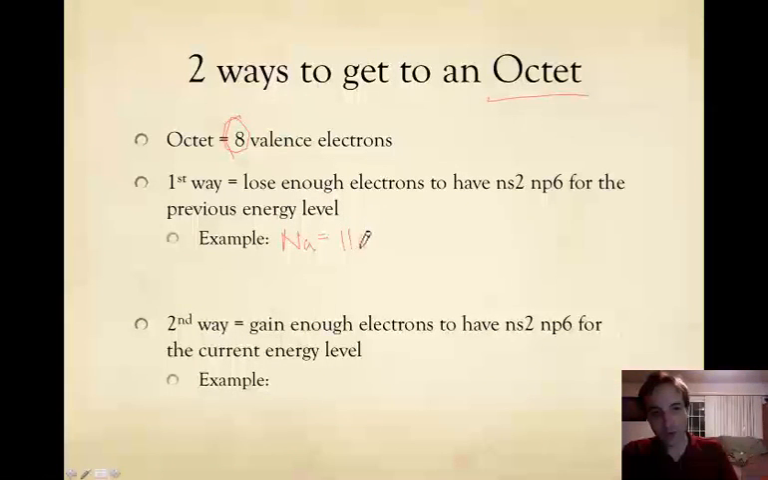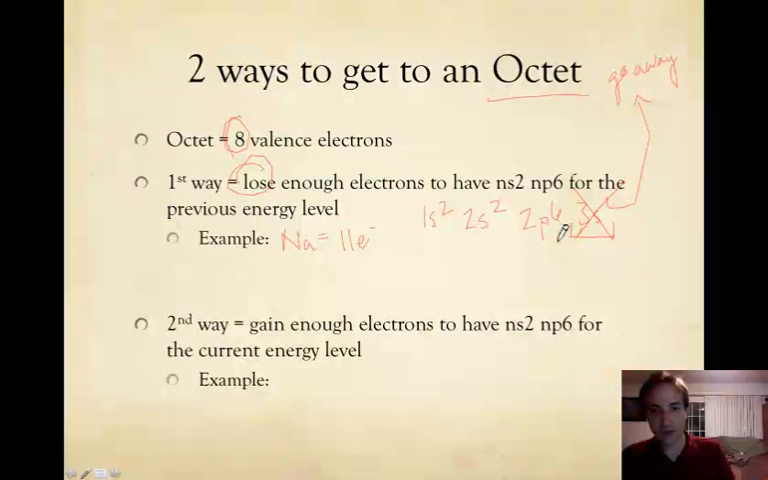Sodium has 11 electrons as a neutral atom. That means that its configuration is 1s2, 2s2, 2p6, 3s1. We already said that this is its valence right here. So it has 1 electron hanging out in the third energy level. What it can do is it can lose that electron. So this electron can go away. Okay, so it can give it away essentially.